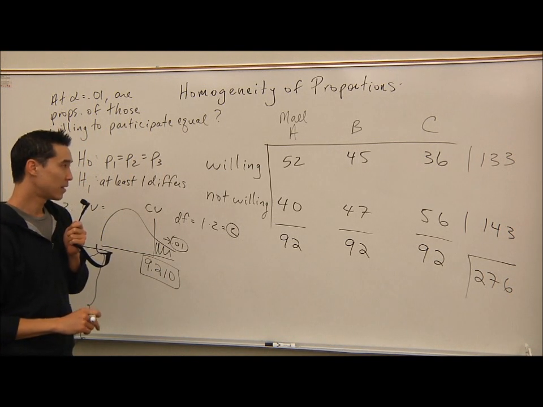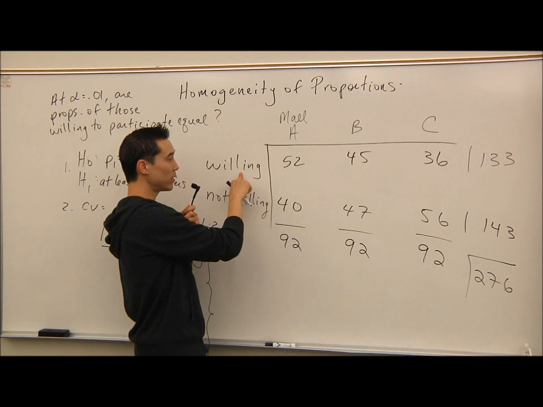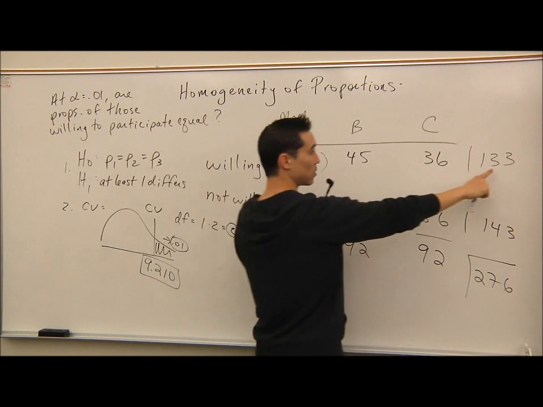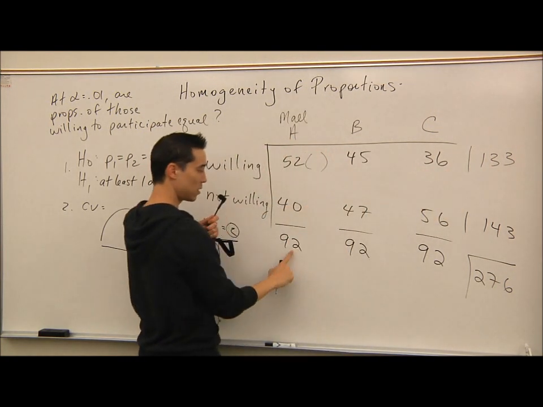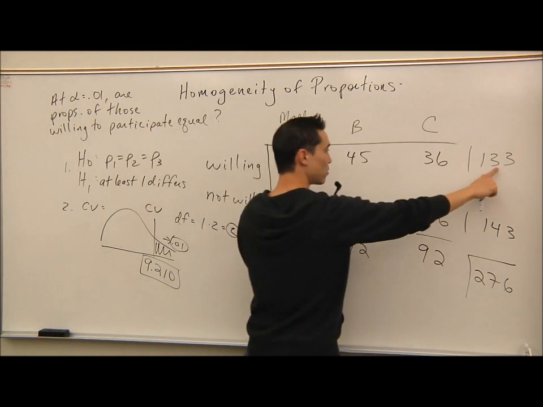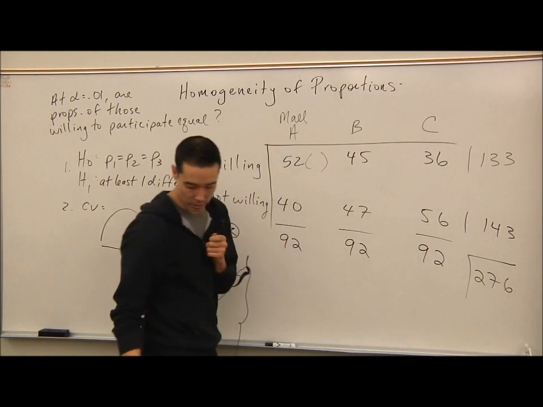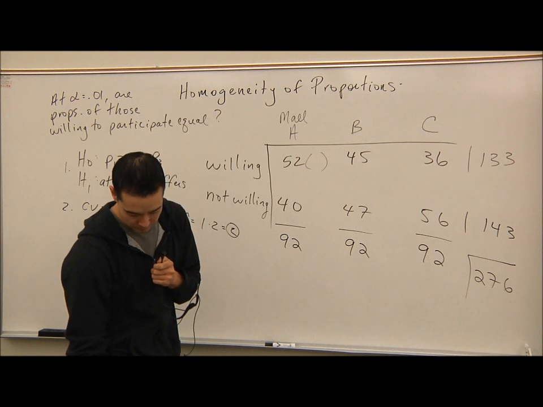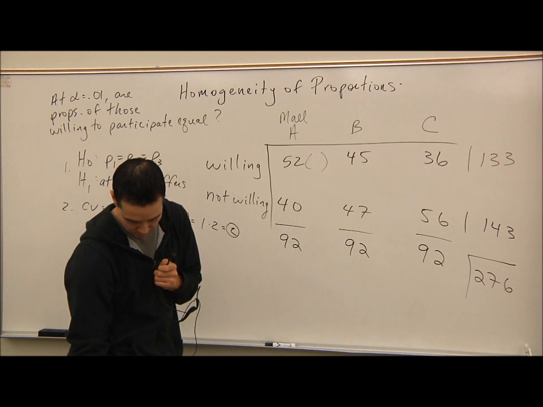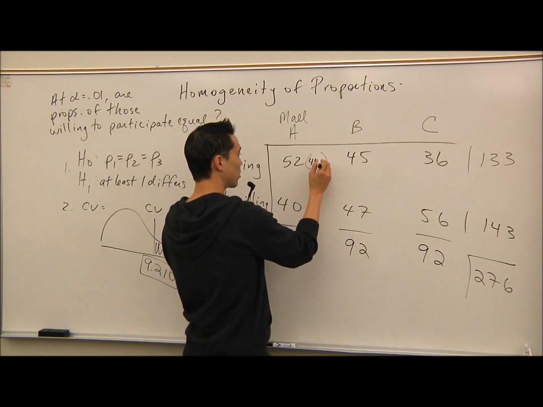Okay? All right. So 52 is the observed value for people willing to participate in Mall A. What is the expected value for 52? You're going to do this 133 times 92 divided by 276. Does everybody see that? It's this row total times this column total divided by this grand total. So in your calculator, 133 times 92 divided by 276, and you get 44.3 repeated, right? So 44.3 repeated.